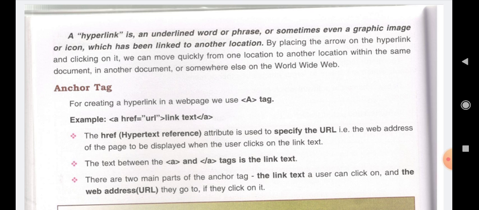So href is the attribute used to specify the url, the unique address. The text between the starting a tag and the closing a tag is the link text. Whatever you write between the start a tag and the closing anchor tag will appear as link text. The anchor tag has two main parts: the link text, which we click on, and the web address, that is the url where we go to after clicking on the link.